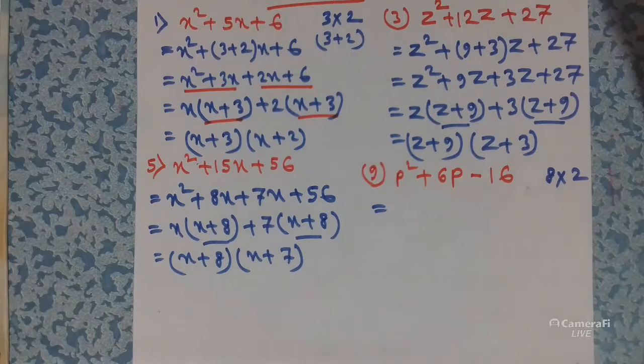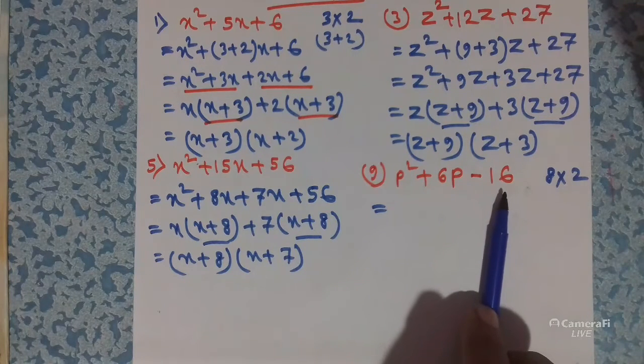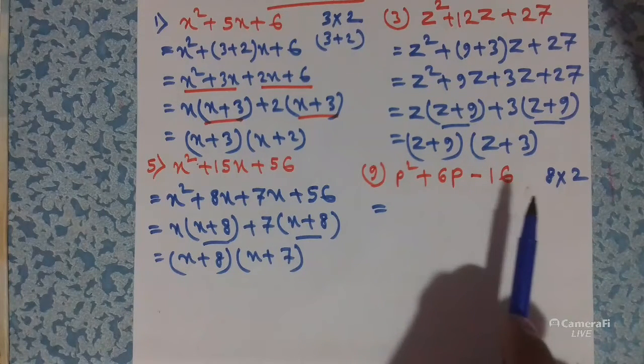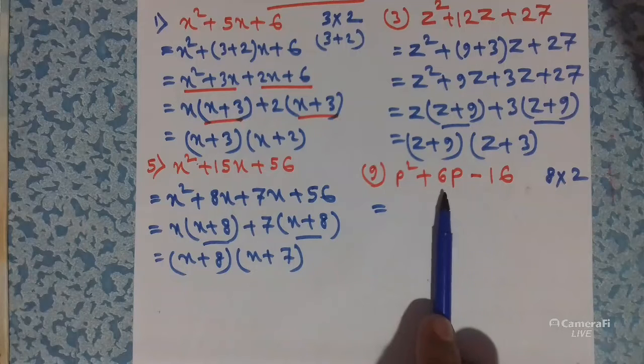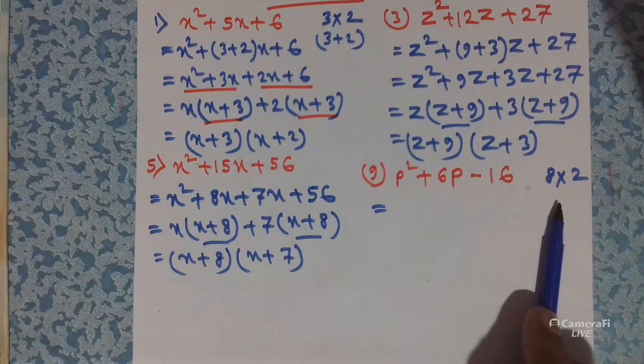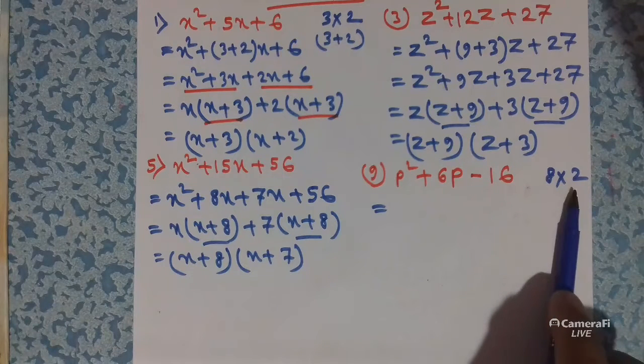Here I have told you that we have to choose two numbers whose product is 16 but whose sum is the middle number, but that is not always true. The middle number will come by applying addition or subtraction. So if we add 8 plus 2, then 10 will come, but if we subtract 2 from 8, then 6 will come.